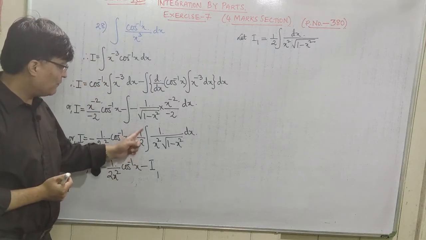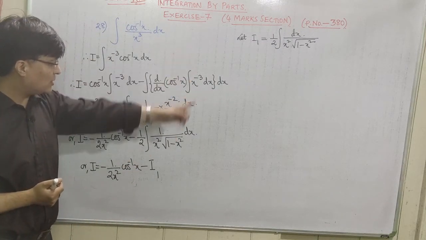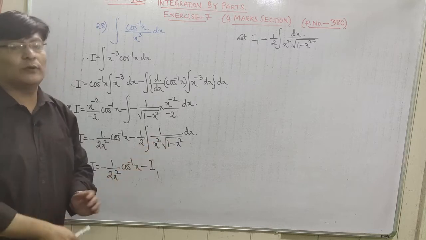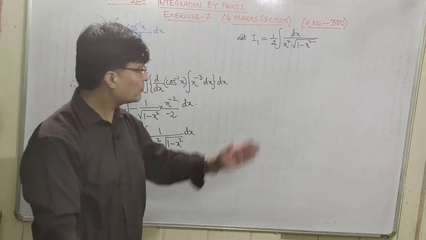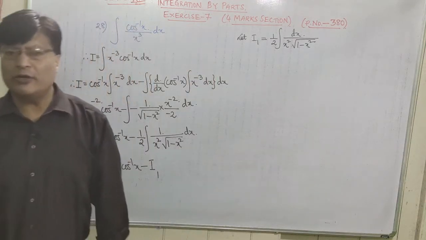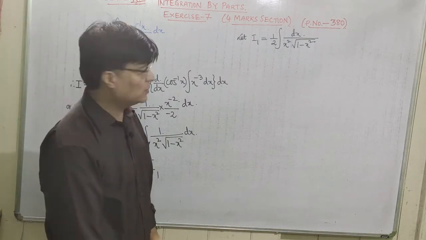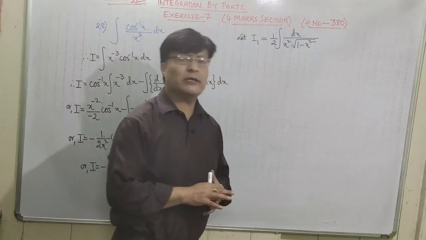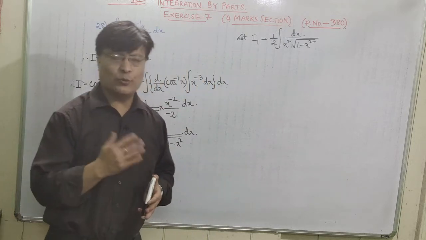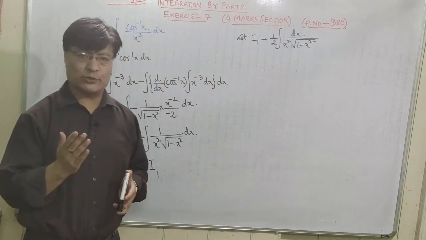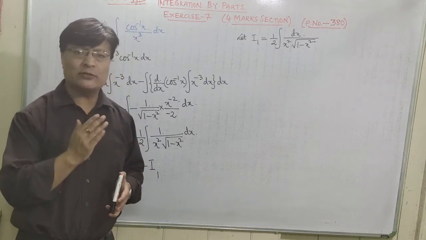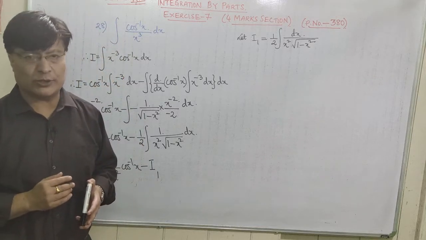So I1 is equal to half integration of 1 into dx, that is dx divided by x square root over 1 minus x square. So now how can you evaluate this integration? What is the method? You have to consider the expression under the square root. Within the square root there is 1 minus x square. So in this case you can do the trigonometric substitution.